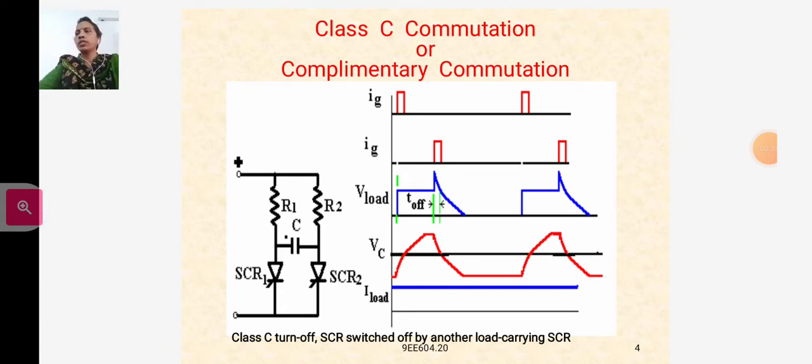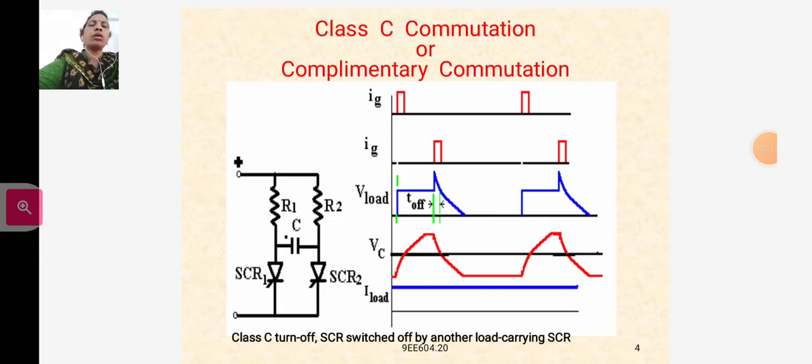In this diagram, the circuit is for complementary commutation, which means class C commutation. The circuit uses a main thyristor T1 and a complementary thyristor T2 in parallel with T1. In this technique, if one thyristor is turned on, it causes the other thyristor to turn off, and hence it is called complementary commutation. It has two cases.